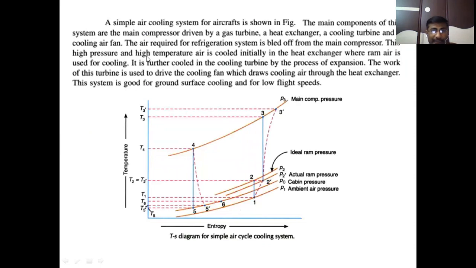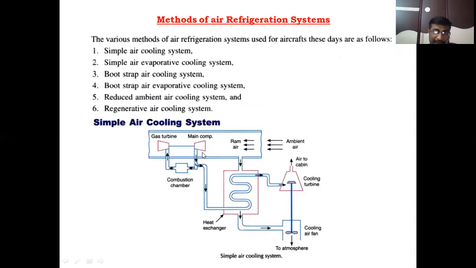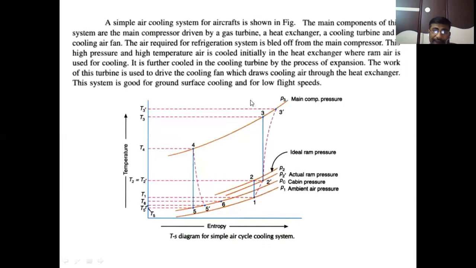This high pressure and high temperature air, after compression, is cooled initially in the heat exchanger. This is the heat exchanger, where ram air is used for cooling. For the cooling process, the ram air is taken from the aircraft.